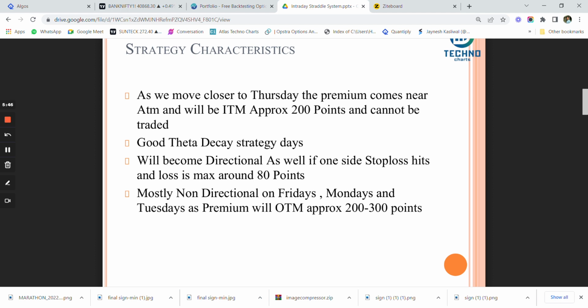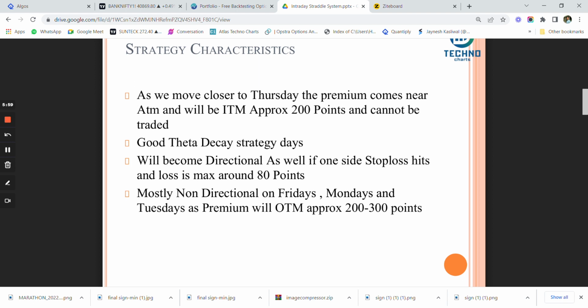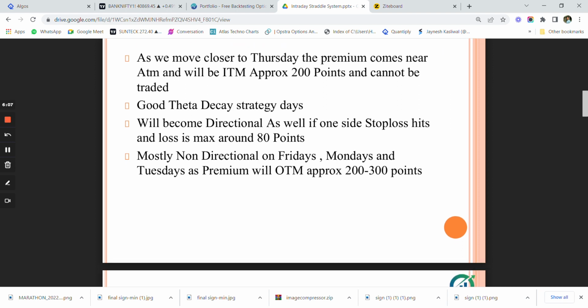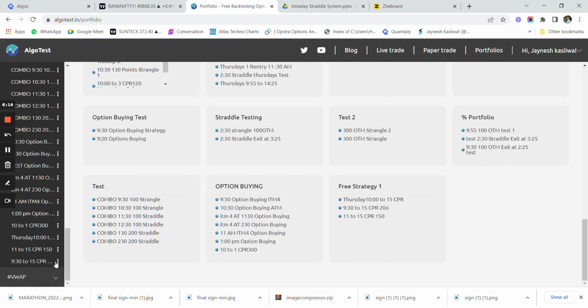How many points out of the money depends upon the VIX at that point in time, and hence we cannot fix that it would be 600 points or 700 points out of the money. It will become directional as well if one side's stop loss gets hit, and the max loss is around 80 points, basically 200 rupees premium into 40%. Right now it is mostly non-directional on Fridays, Mondays and Tuesdays, as the premium would be approximately 200 and 300 points out of the money. So let's go and test out this strategy in Algo Test.